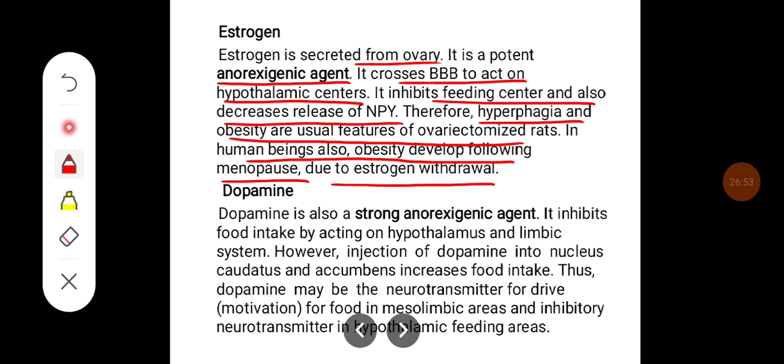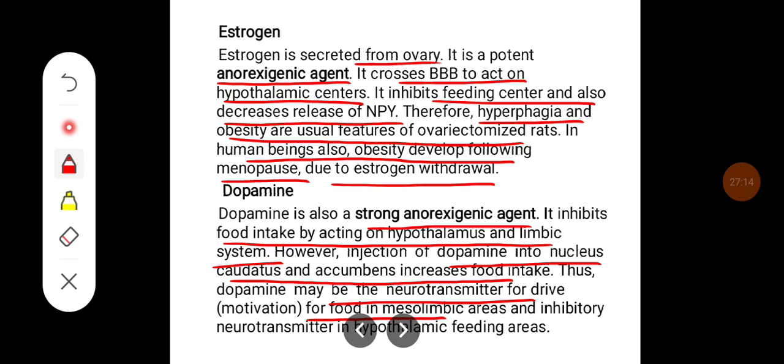Dopamine is also a strong anorexic agent. It inhibits food intake by acting on the hypothalamus and limbic system. However, injection of dopamine into the nucleus caudatus and accumbens increases food intake. Thus, dopamine may be the neurotransmitter for the drive for food in mesolimbic areas and an inhibitory neurotransmitter in the hypothalamic feeding areas.